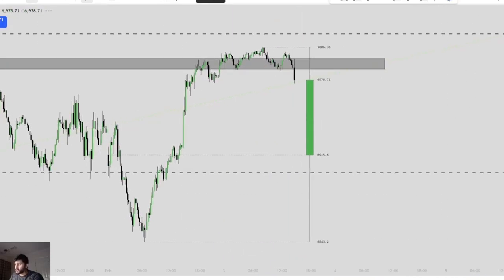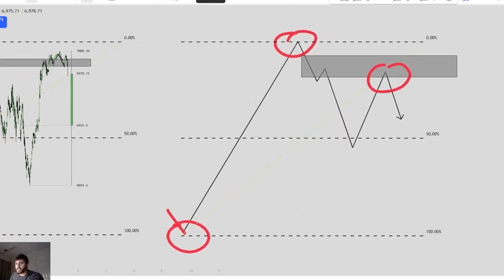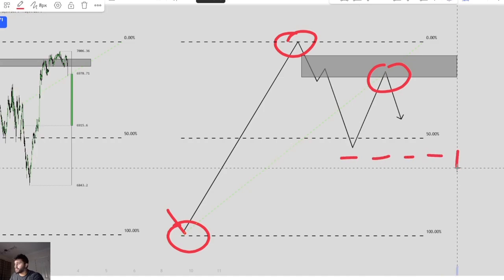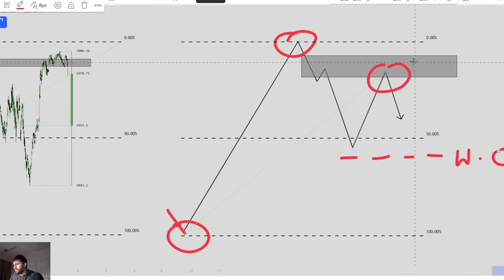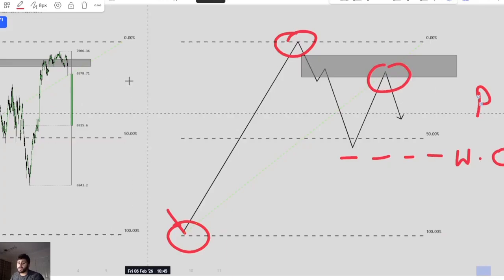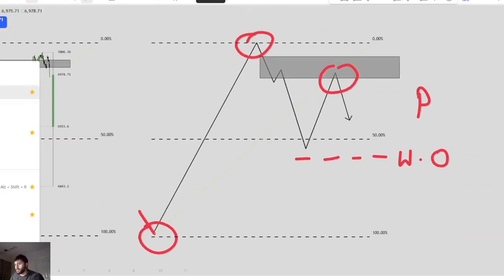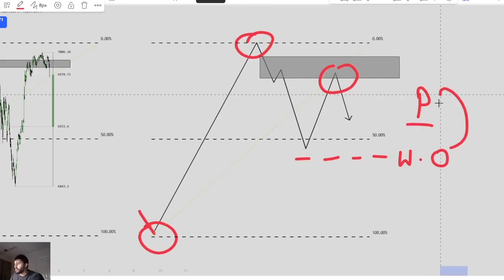So now, once we understand this, we want to go back to our diagram over here. So our diagram says that the weekly opening price is here. This is the weekly opening price, right? Weekly opening. Now, if this is the weekly opening price, right, and you're in premium, this is what gives us a bearish daily bias. So if you struggle with daily bias, it's because you're missing one of these two concepts, right? You want to be shorting in premium above the weekly opening price.